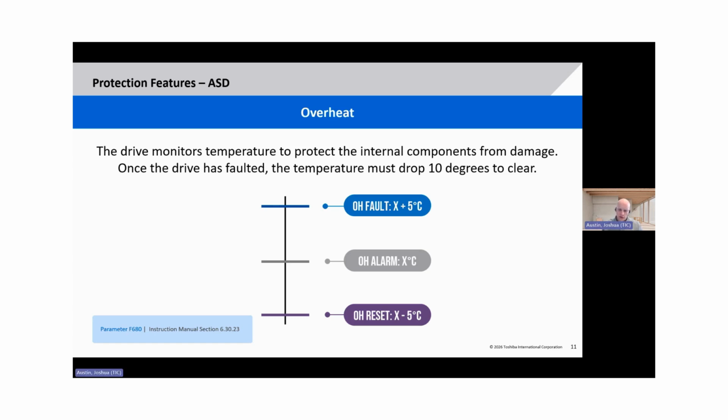So during normal operation, there will be no alarm or fault. But once we enter that alarm condition, we can stay in that alarm condition up to 5 degrees higher, and then the drive will fault. Once the drive faults on an overheat fault, the temperature has to drop down 10 degrees Celsius lower from the fault condition in order for the drive to be able to reset that fault, and then continue to try and operate that motor.